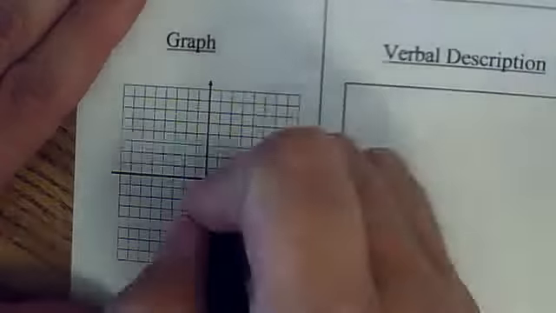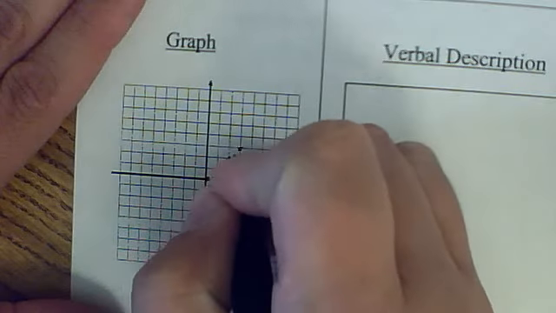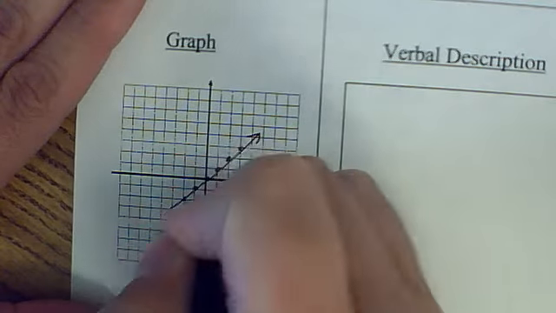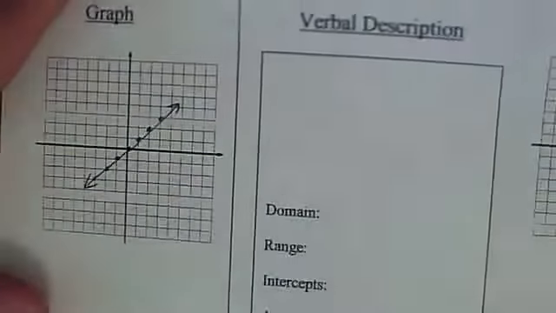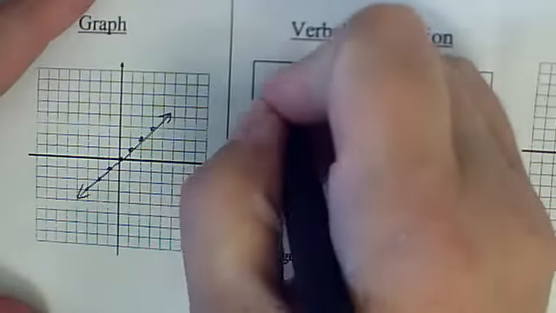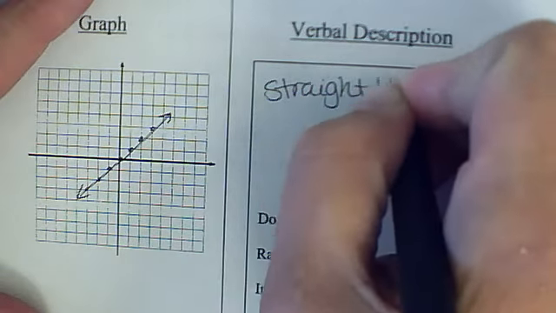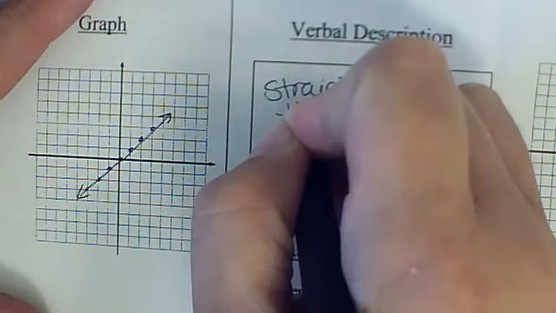As a graph, we plot those points. Plot those points, connect, draw an arrow. A verbal description of this is that it's a straight line through the origin.